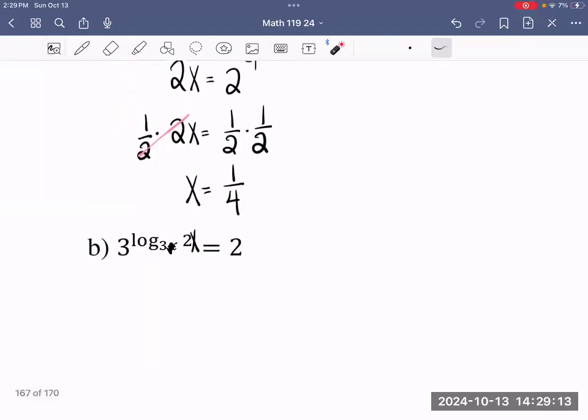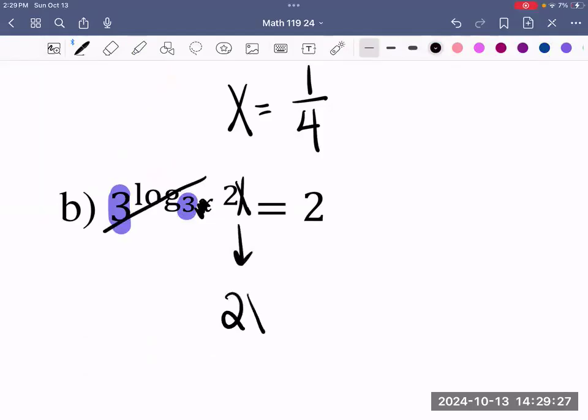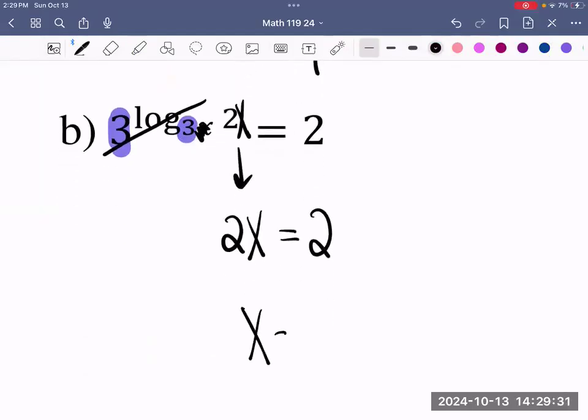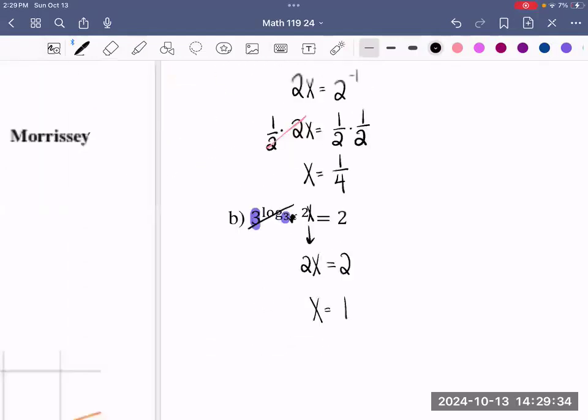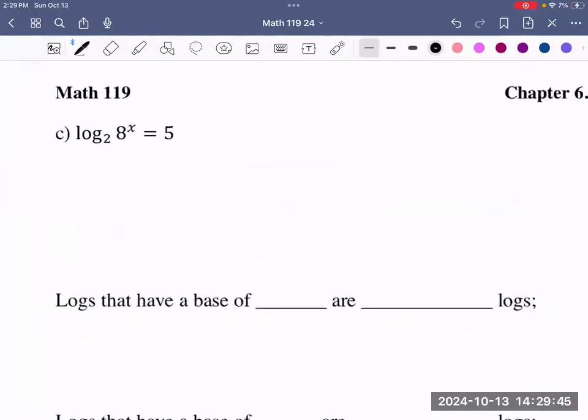Now try B. Now notice that we already have your exponential base of 3 matching the base of your logarithm. So these get to cancel, and our 2x drops, which is then equal to 2. So x, therefore, is equal to 1. So that is using your inverse property. I have one more for you to pause the video and try on.